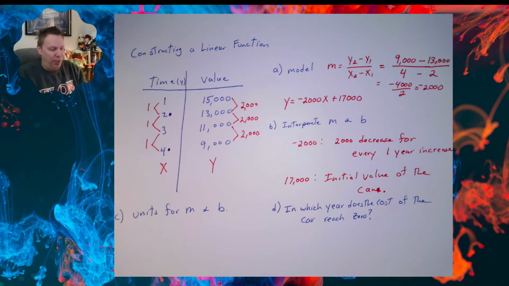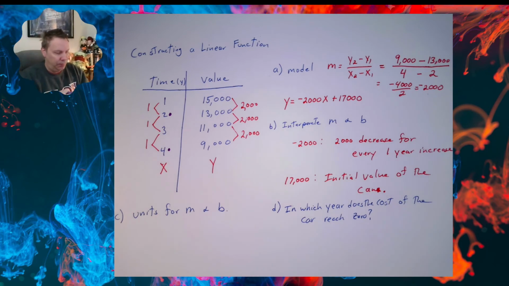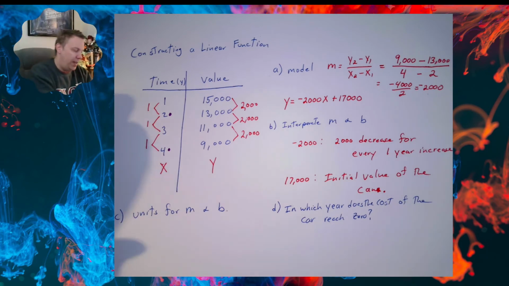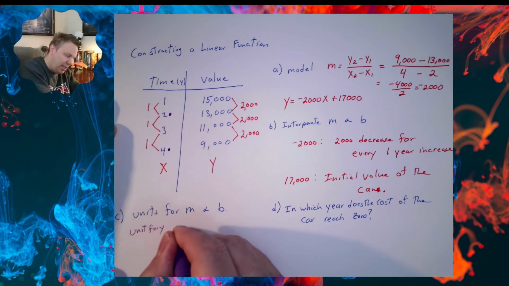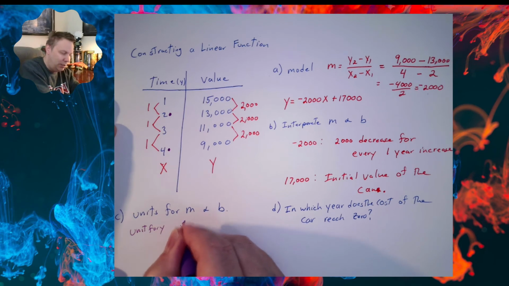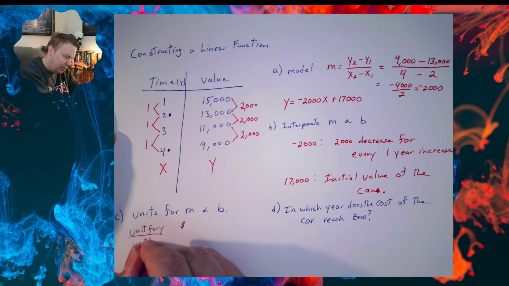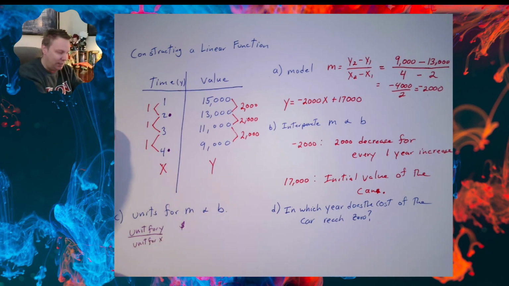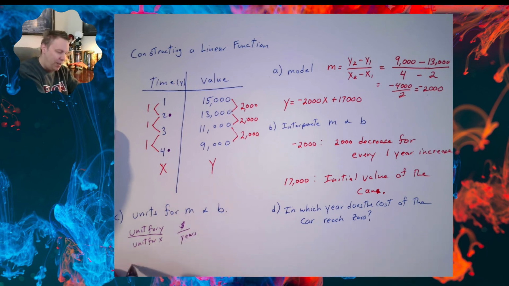So how do we figure out the units for m? Well, m, what I do know is that it's a ratio of y values and x values. Now, the units for the y values, I know that's going to be dollars. And the unit for x, that's going to be years. So the units for m is going to be dollars per year.